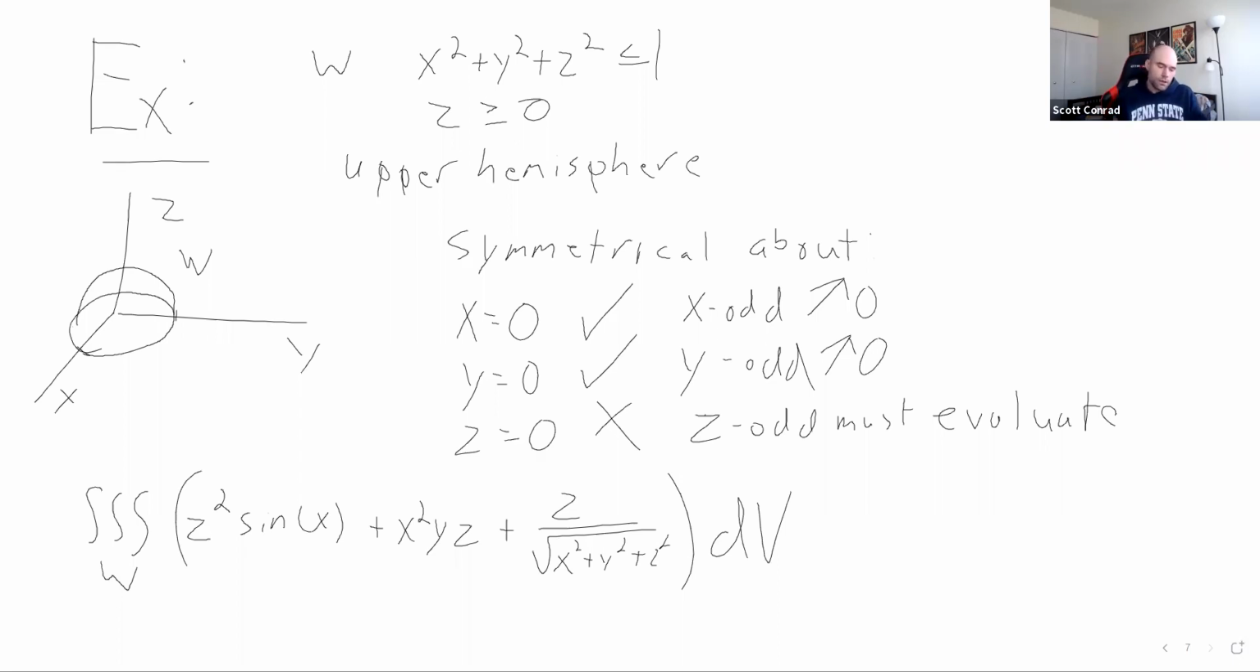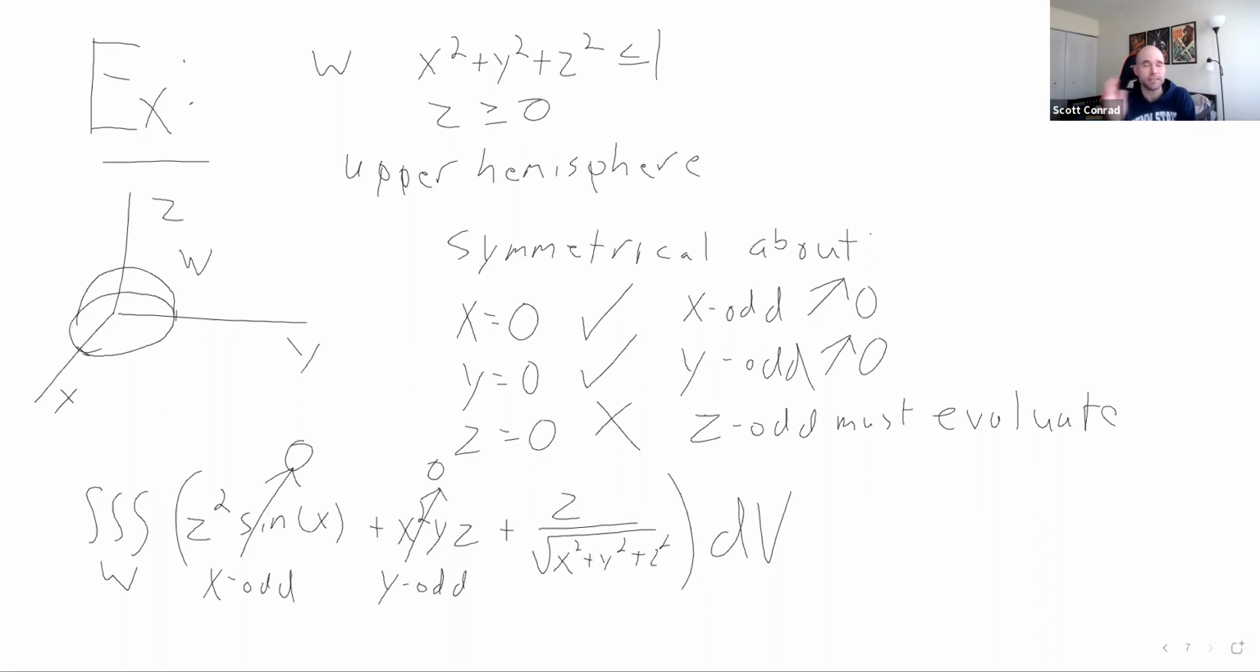So we've looked at our region of integration, and we've seen that we're symmetrical about x equals 0 and y equals 0. So we're going to find any x odd terms and any y odd terms and kill them off because they're going to integrate to 0. Can't say anything about any other terms. If you're z odd only or none of those, then you have to evaluate. So z squared sine x, that's x odd, right? You change x to negative x, sine of negative x is negative sine of x. So that is going to integrate to 0 because we're x odd.